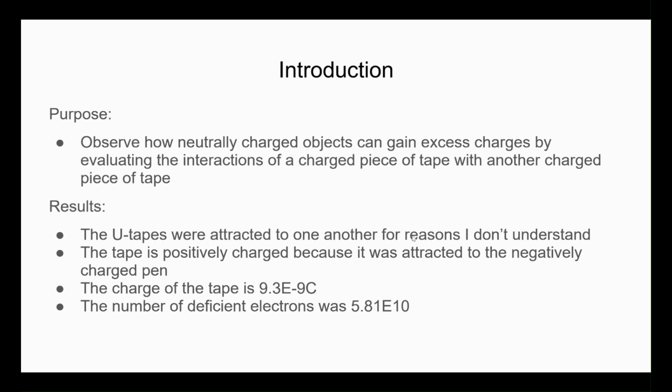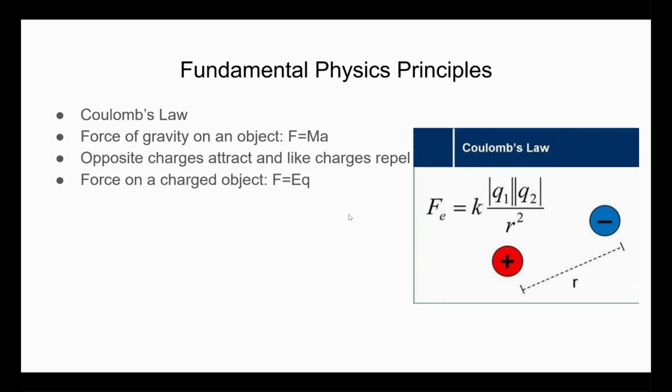As an introduction to this experiment, the purpose of it was to observe how neutrally charged objects can gain excess charges by evaluating the interactions of a charged piece of tape with another charged piece of tape. Generally, my results were that my pieces of U tape were attracted to one another for reasons I don't understand. I valued them to be positively charged as they were attracted to the negatively charged pin, and the charge of the tape was 9.3e-9 coulombs, and the number of deficient electrons was 5.81e10.